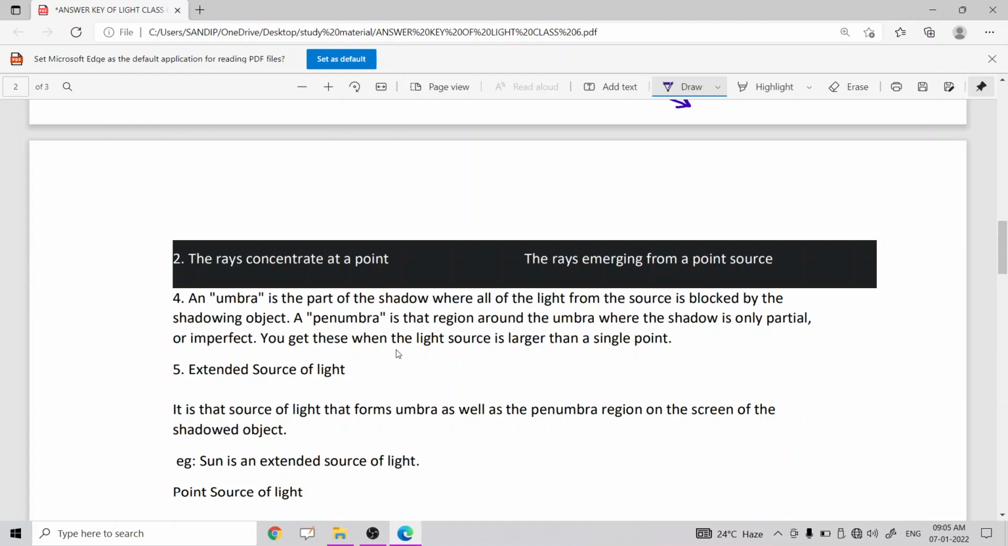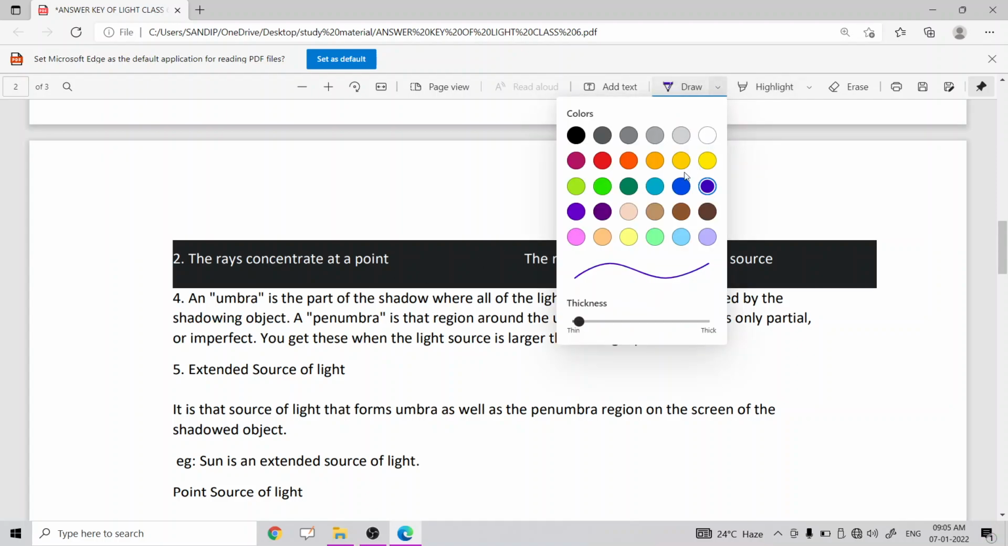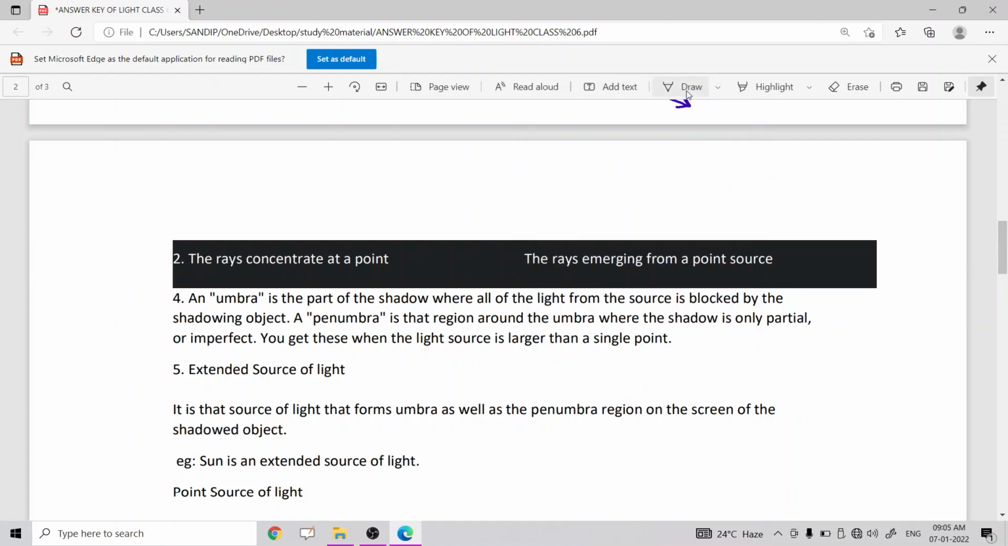Now the next one, question number 4: umbra and penumbra. We already discussed this. Umbra is the part of the shadow where all the light from the source is totally blocked. And for penumbra, we get a region around the umbra where the shadow is only partial, or imperfect.